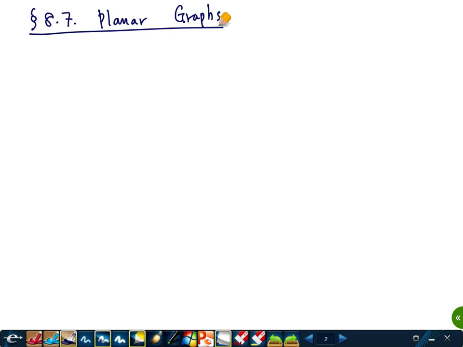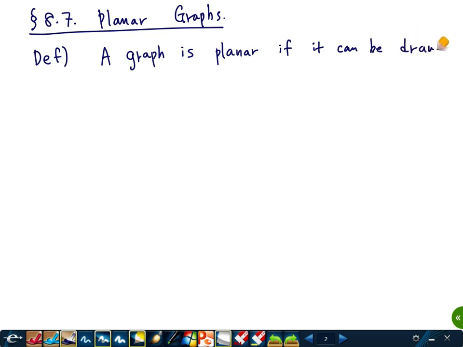So this is a very interesting concept, and let's see what that is. Definition. A graph is planar if it can be drawn on a plane without crossing edges.